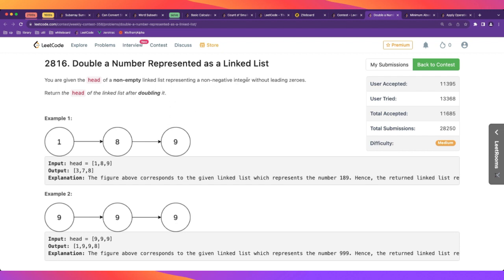And also linked list problems, I don't think they're good problems for contests because you can always convert from a linked list into a regular list, do all the work, and then convert it back to a linked list, which usually is not the spirit of the linked list problems, but it is what it is. This is a medium problem.